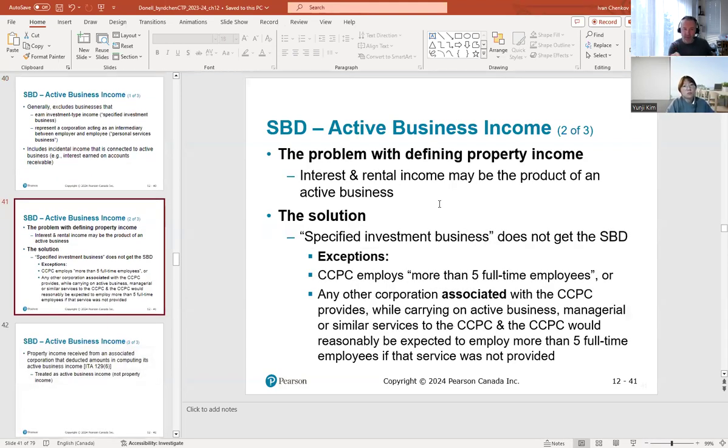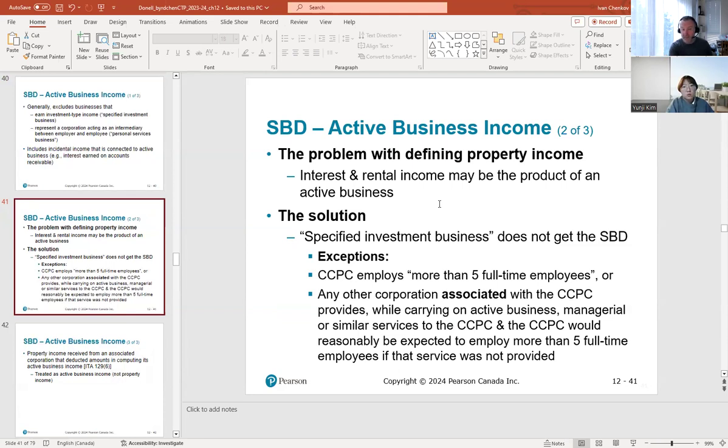The problem with defining property income is that interest and rental income may be the product of active income. When is that going to happen? Listen, if we have a bank institution, what's the source of income for the bank?